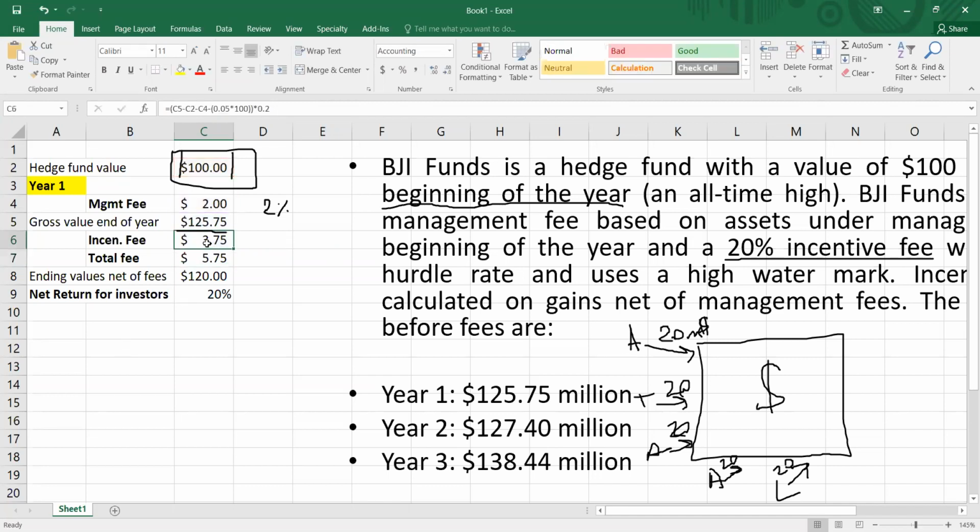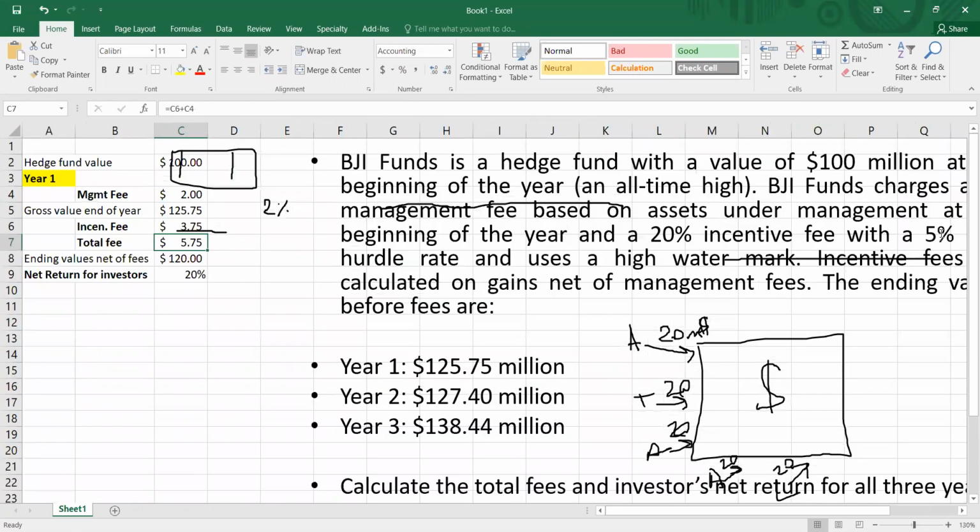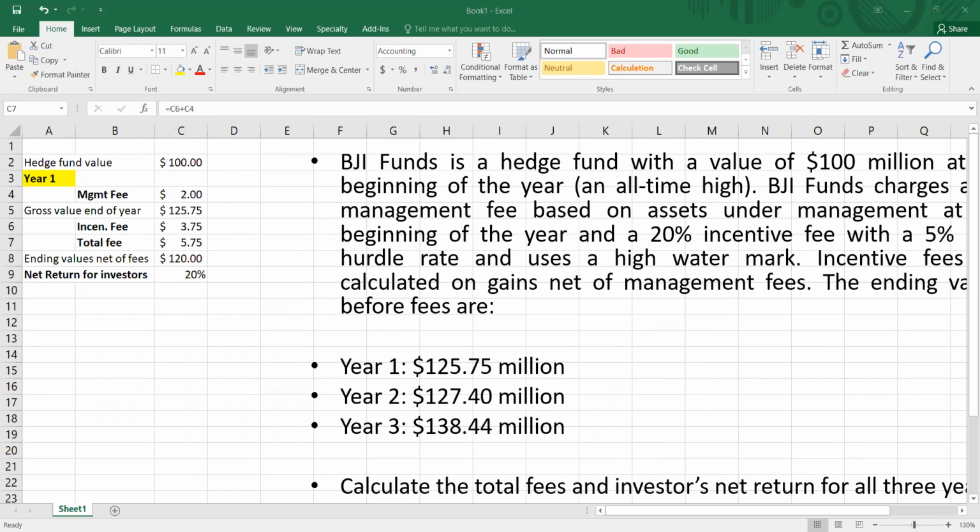Professor, I'm sorry, my internet was lagging. Could you repeat once more about the 5%? Of course. Did you get it? 5%. Here's the 5%. Let me just show it to you again. 5% is a hurdle rate.